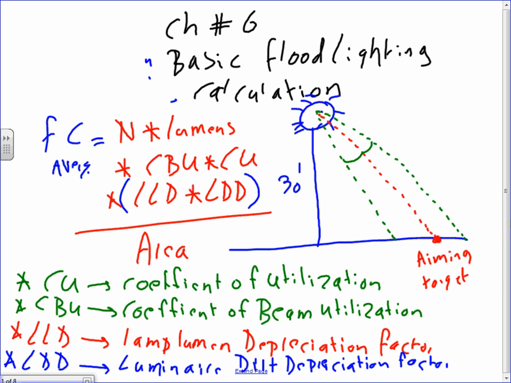And we said if you have light and you know the number of lights, lumens, multiplied by the coefficient of utilization, multiplied by the coefficient of beam utilization, and multiplied by the lamp lumen depreciation factor, all this divided by the area, that will give you the average foot candle in a floodlight.